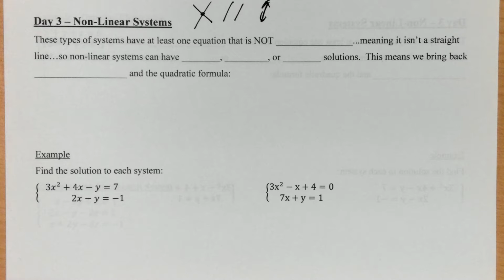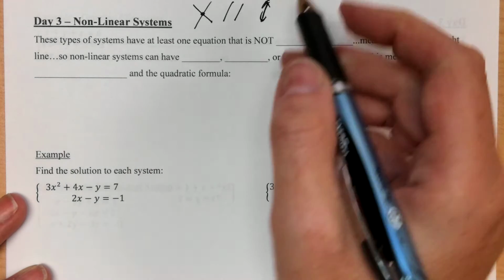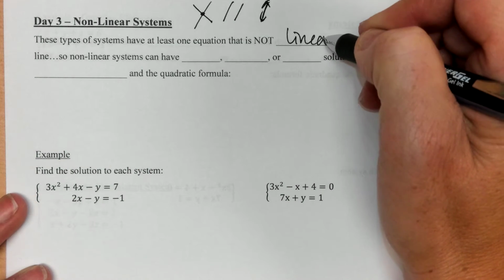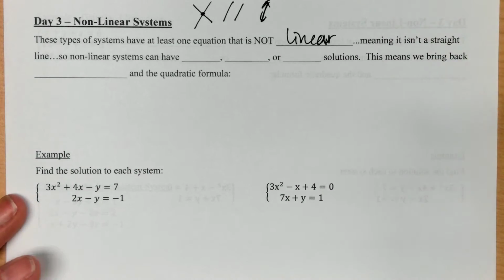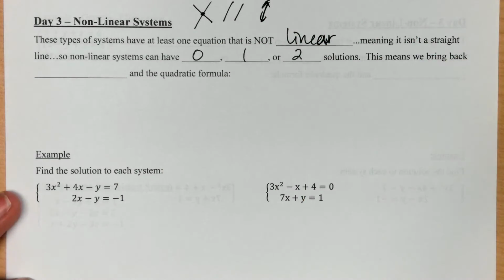And we're mainly going to focus on the x squared, your parabola, the one that you're really familiar with. So these types of systems have at least one equation that is not linear. So not a line, meaning it's not straight. And these types of systems can have 0, 1, or 2 solutions.